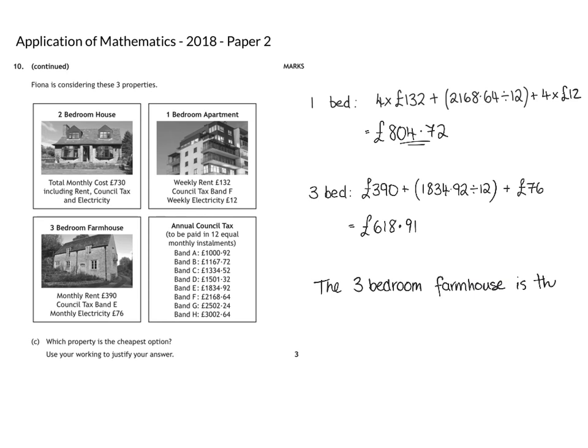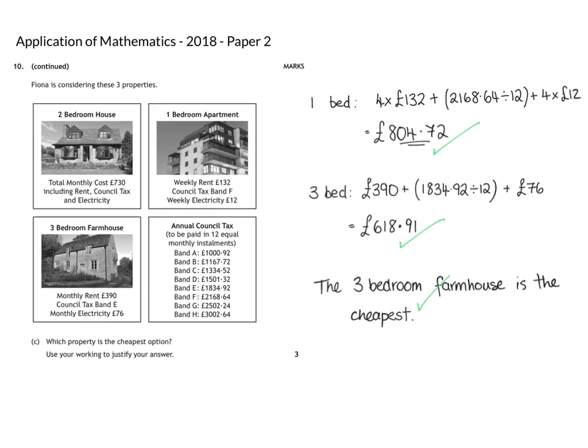Right, so going from there, where do our marks come for this question? For part C, the first mark is for working out our 1 bedroom cost. The second mark is for working out the 3 bedroom cost. And then our final one is for making a statement that's consistent with the working we've done.